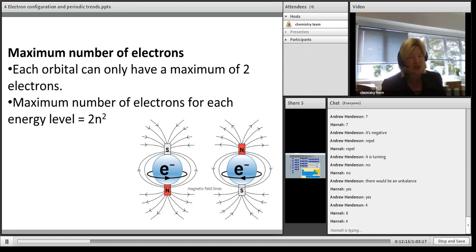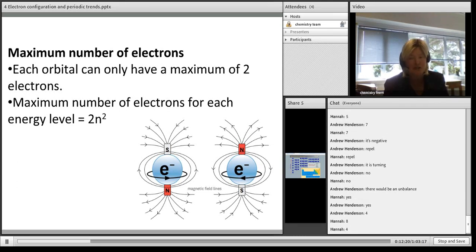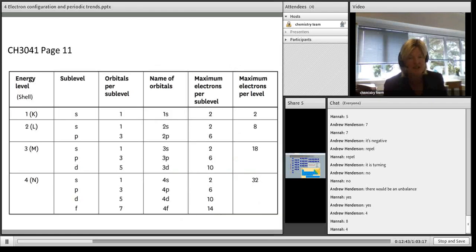Now the next one's a bit tricky because we're going to come across the d orbitals, which you have not used before, at level 3. The third energy level has n equals 3, so 3 squared is 9, and 9 times 2 is 18. So the third energy level can take 18 electrons. Now in the past you've done 2, 8, 8, and that's because you've only ever gone up to the first 20 electrons, and the d orbitals were not involved. So we're going to look at it very soon.